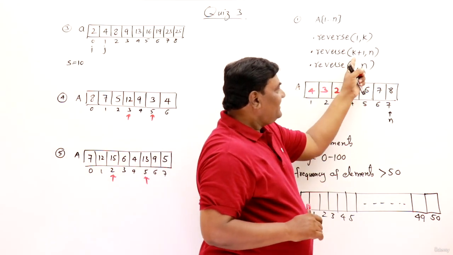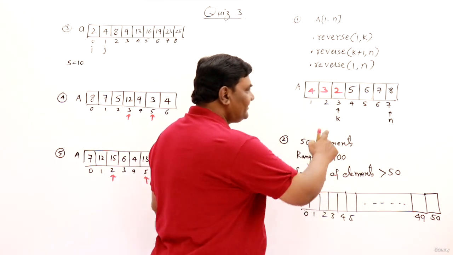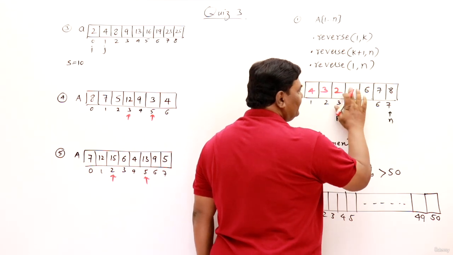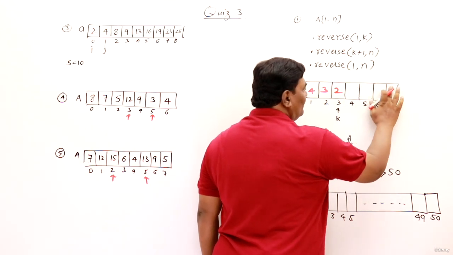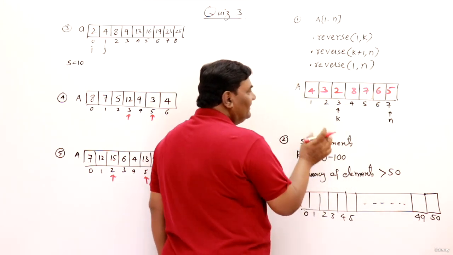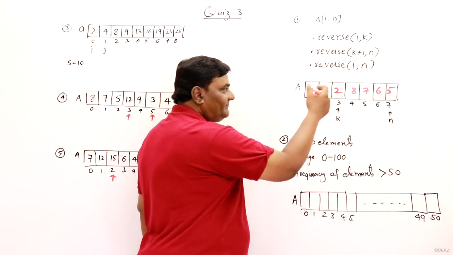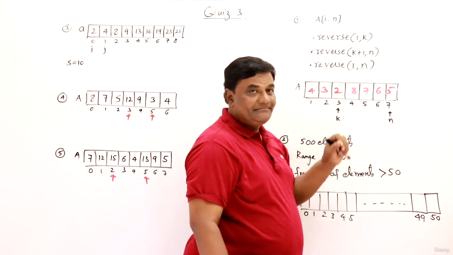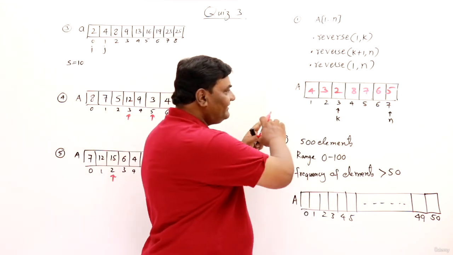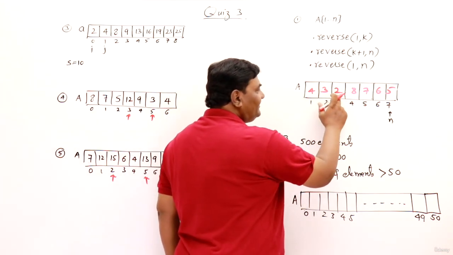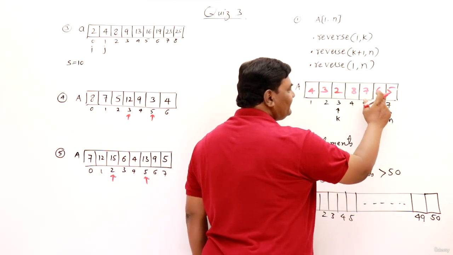Then reverse from k plus 1 to n is performed. So k plus 1 to n, that is 5, 6, 7, 8. So this portion is reversed, and that portion is also reversed. Then reverse from 1 to n. This entire array from 1 to n is reversed. So it is 4, 3, 2, 8, 7, 6, 5.